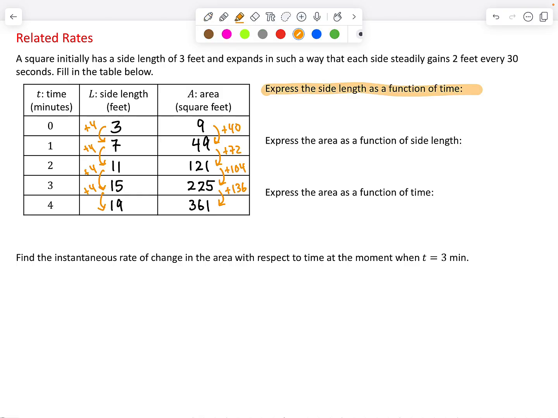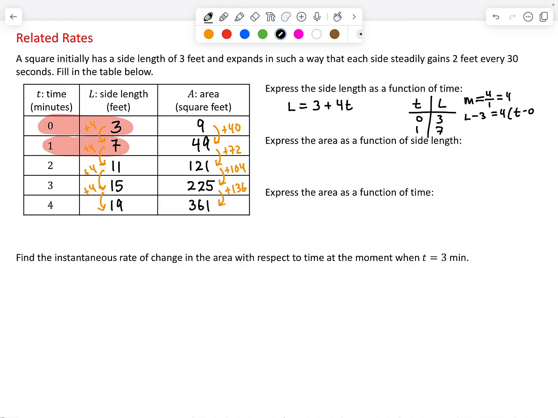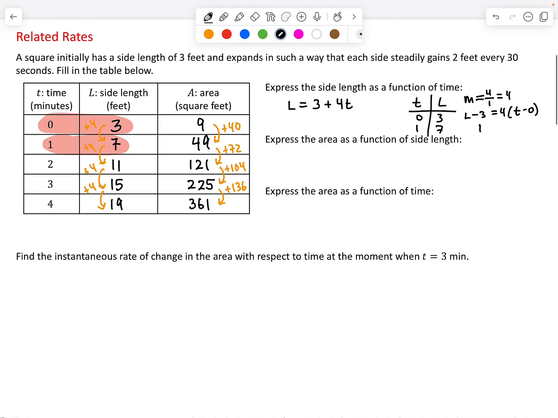Now express the side length as a function of time. Well, this is a linear relationship. The length starts at 3, and then every minute we gain 4 feet. So 4 times t, where t is the number of minutes. If you struggle coming up with this equation easily, then focus on 2 different data points. Keep track of t and L. When t is 0, L was 3. When t was 1, L is 7. Then the slope is the change in L coordinates, which is 4, over the change in t coordinates, which is 1. And then you can use L minus 3 is equal to this slope times t minus 0, because the relationship is linear, and this in the end gives us L must therefore be 4t plus 3.